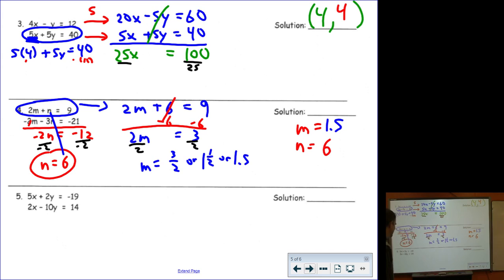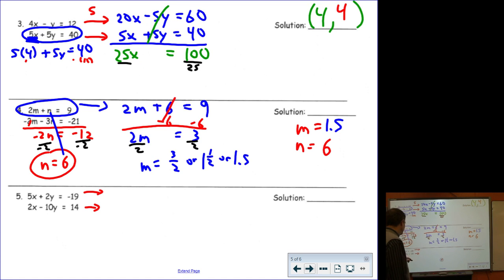We go to number 5. Number 5 does not have opposites. So, since 5 and 2 don't go into each other, I think I will go with the y's here to make my opposites, because I know that 2 can be multiplied by something to equal 10. So I'll be making the y values both become 10. The second one is already negative 10, so I'm going to leave it alone.